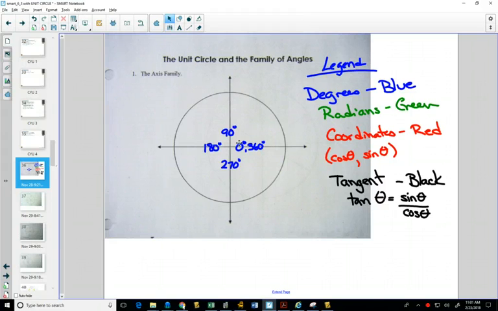In green, we'll put those same angles in with radians. So 0 and 360, that would be 0 and 2 pi. 180 degrees is pi. Half of 180 degrees would be half of pi, or pi over 2. And 270 degrees would be 3 pi over 2.